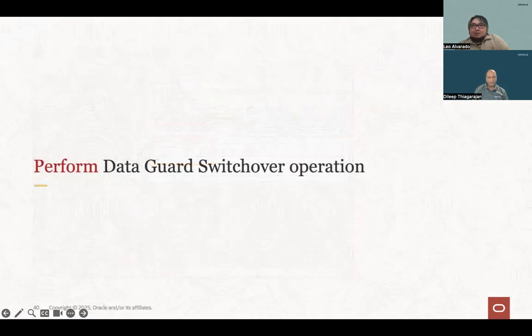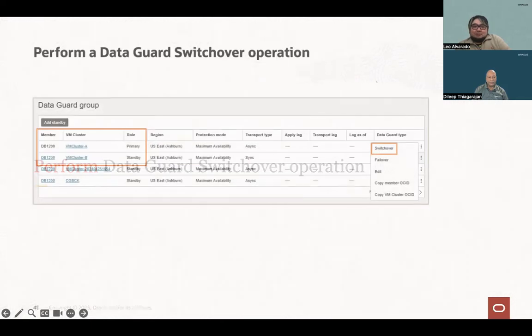Okay, so now let's see how to perform data guard operations. We'll start with performing a switchover operation. This is very consistent with the UI look and feel. You can perform a switchover between the primary database and any of the standby databases in the data guard group. In the new data guard group model, both the switchover and failover operations can be initiated from any of the standby databases.